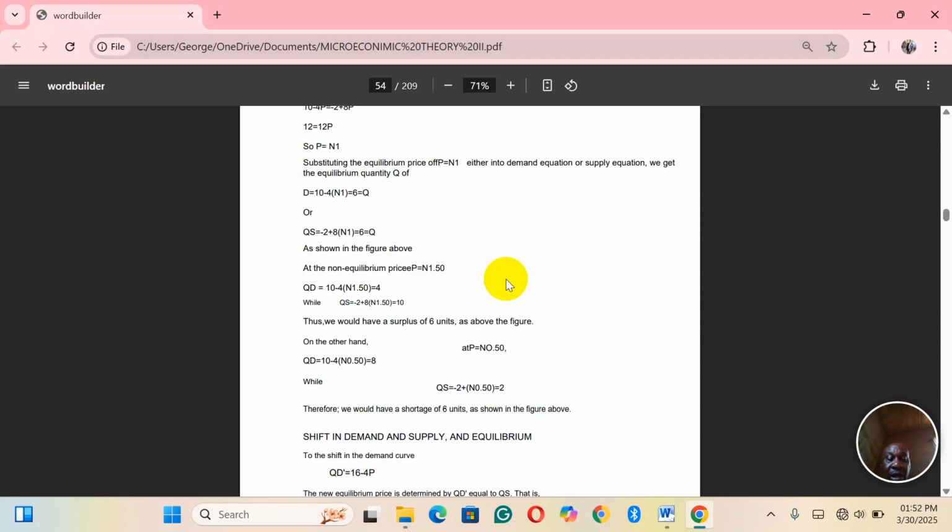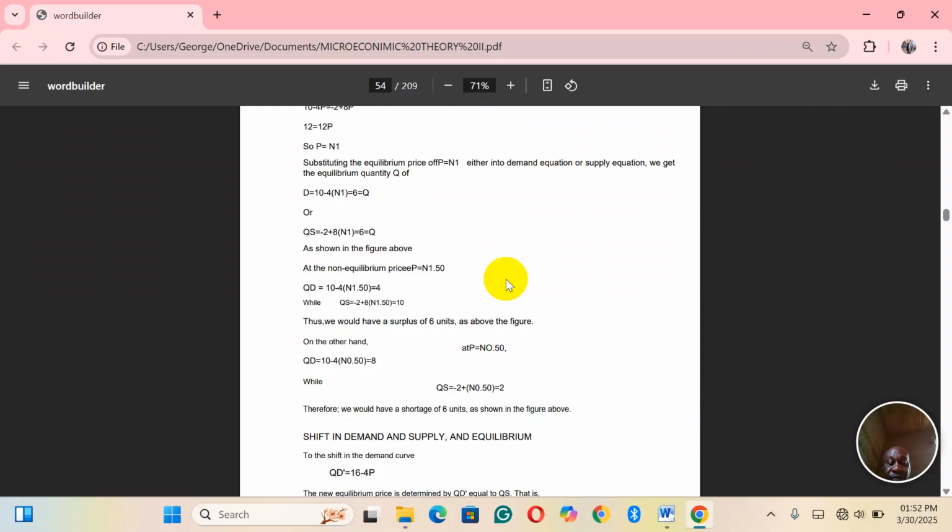So at a non-equilibrium price, P equals 1.50, QD, quantity demanded, equals 10 minus 4 times 1.5, which equals 4. Quantity supplied is minus 2 plus 8 times 1.5, which equals 10. Thus, we would have a surplus of 6 units, as shown in the figure.